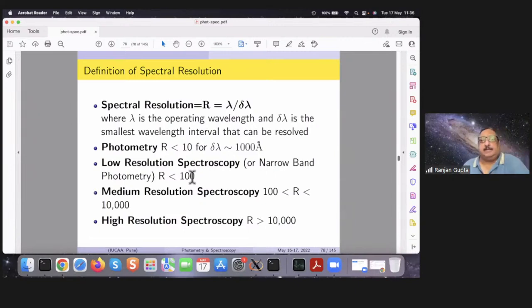So in this case, R is less than 100. Next is medium resolution spectroscopy, where R is now between 100 and 10,000. This is where gratings will come, as we will see. And finally, high resolution, where much higher resolution instruments like very high resolution grating, Fourier transform, or Fabry-Perot will come. So I will be touching these three in different aspects, describing different instruments and so on.